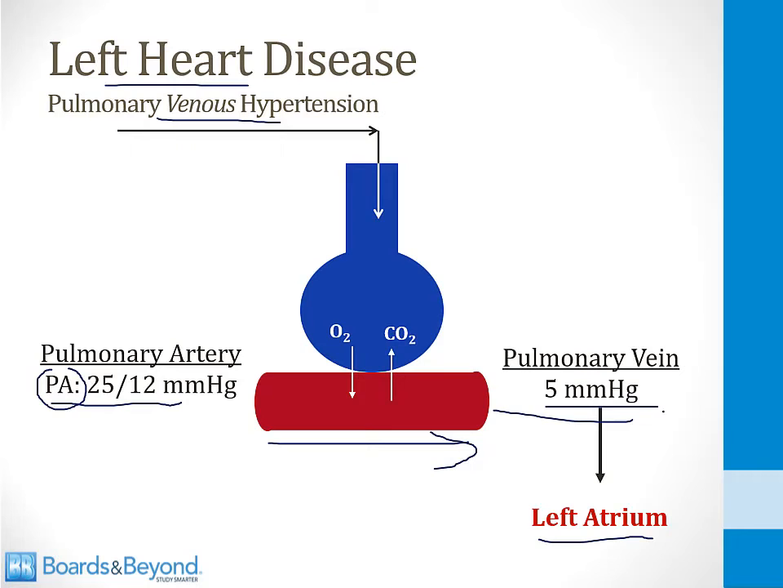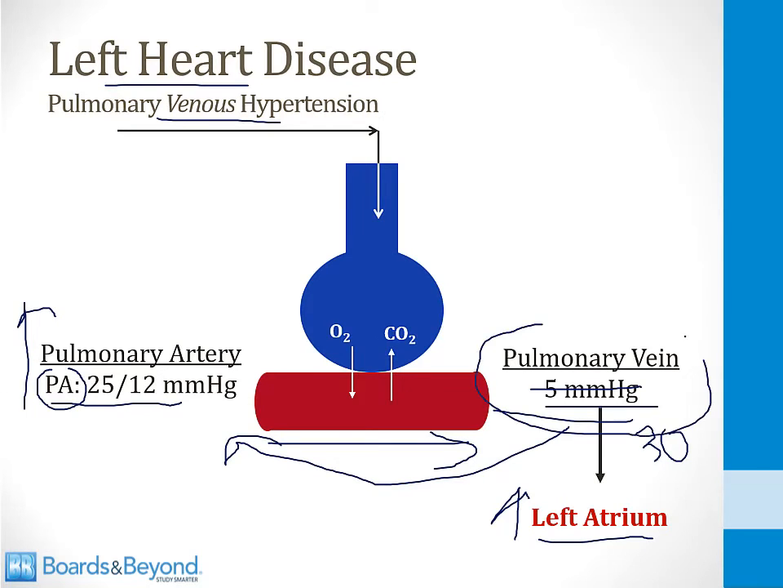If something happens in the left heart and the pressure in the left atrium goes up, this pressure in the pulmonary veins, instead of being 5, could become 20 or 25 or even 30. When that happens, that pressure is going to be transmitted backwards, and you're going to get high pressure in the pulmonary arteries. And when this happens, we call it pulmonary venous hypertension, and it's always due to left heart disease.